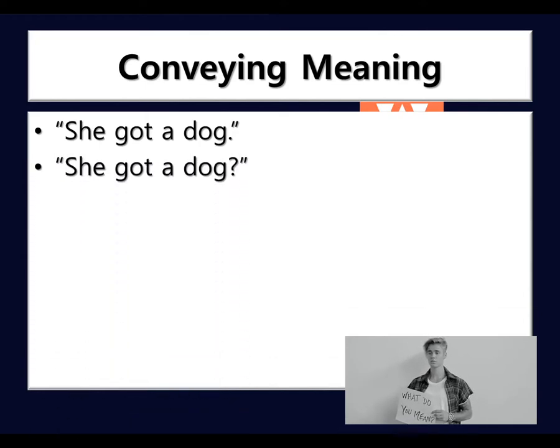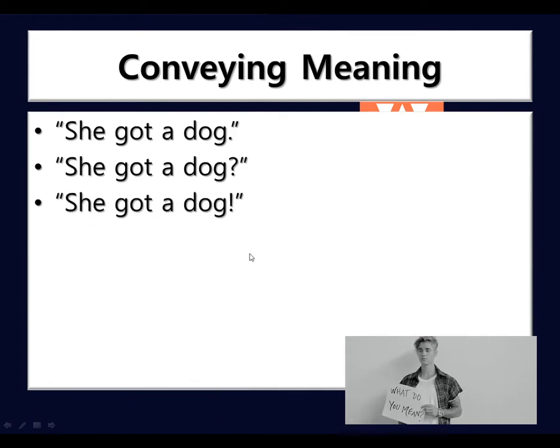She got a dog. She got a dog. Notice the different intonation for both sentences. Notice the intonation and stress changes depending on the punctuation used. This is a way of conveying meaning, even though the individual words are the same.